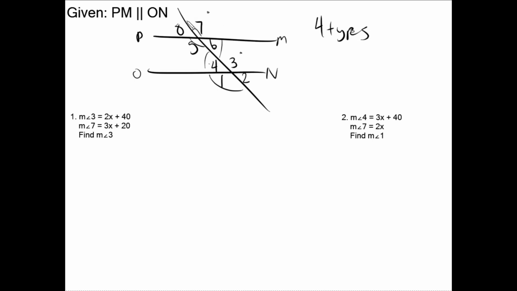And then last we have alternate exterior angles. Same thing as alternate interior, but on the outside of the lines, like on the top and the bottom. So now we have all that information.